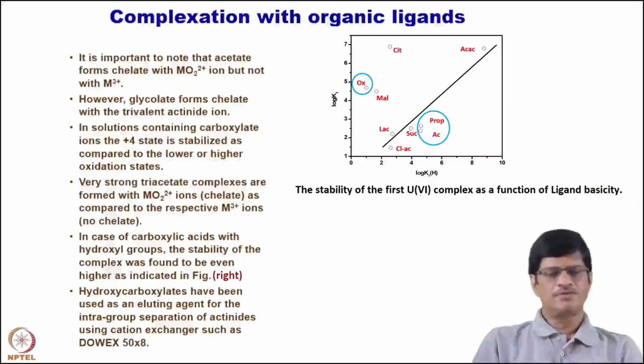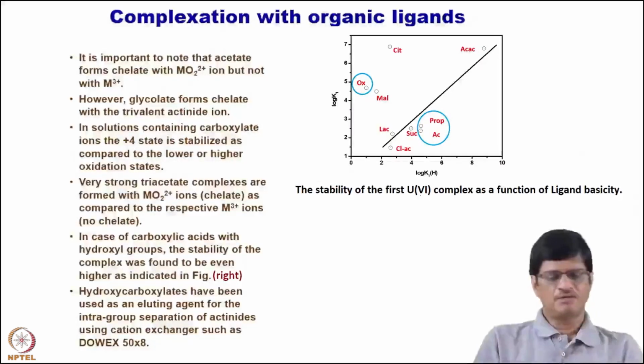Glycolate forms chelates, and oxalates also form chelate complexes. In the case of the uranyl ion, the acetate forms chelates, but not with the trivalent actinide ions. That is how the acetate complexation of uranyl ion is much higher in stability than that of the trivalent ion. Now in solutions containing carboxylates, the +4 state is stabilized as compared to the lower or higher oxidation states. Very strong triacetate complexes are formed with the actinyl ions compared to the trivalent ions.